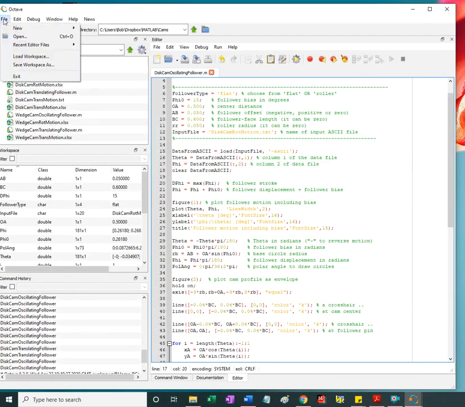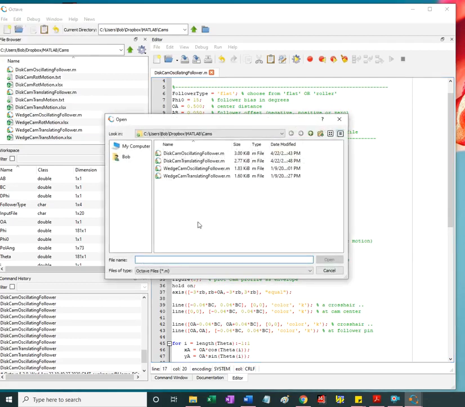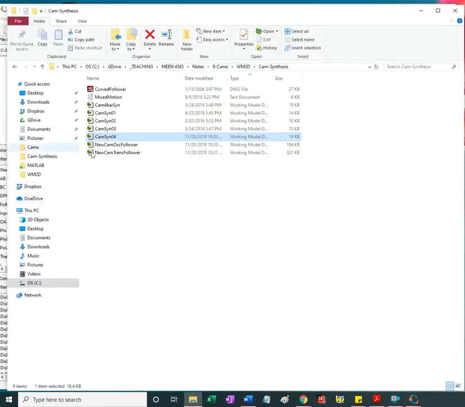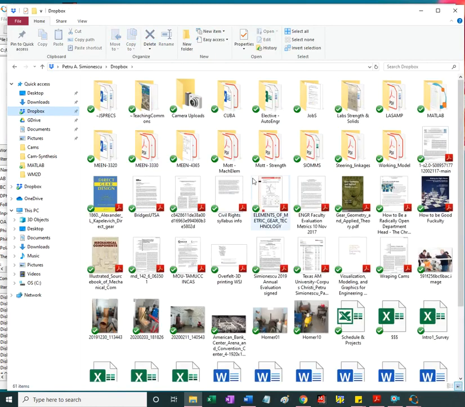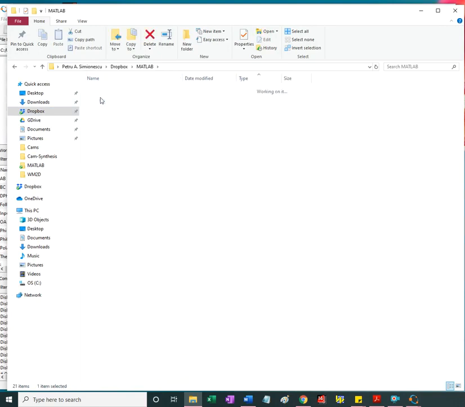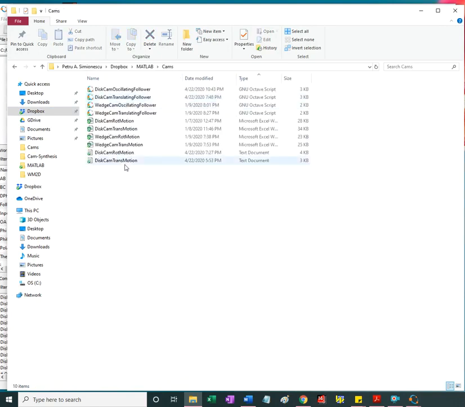The other one is, I passed 1 hour 15 minutes, but I know you can watch the YouTube over the course of a full week. So I'm going to open file, open. It will be the other one, this cam. So that one was the oscillating translating file. This is a different text file. Let me show the text files. So it was MATLAB, and all right.